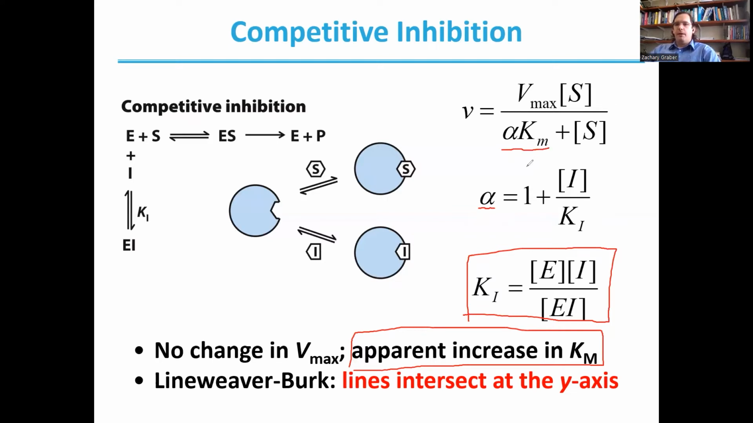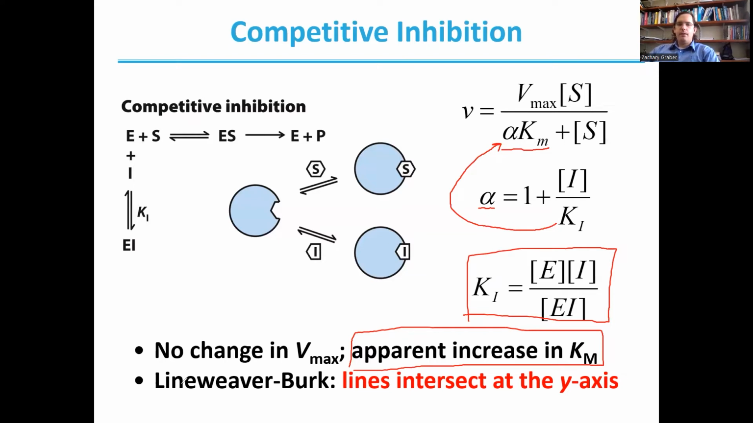So the true Km of the protein remains the same. Our enzyme isn't changed by that interaction with the inhibitor. It's just that our inhibitor is slowing that down depending on the strength of the binding interaction between our inhibitor and the enzyme. So our Km stays the same, but it's now modified by this alpha term within our Michaelis-Menten equation.